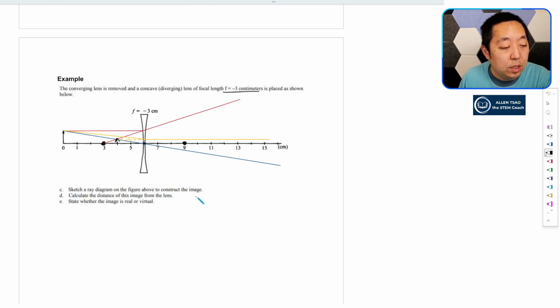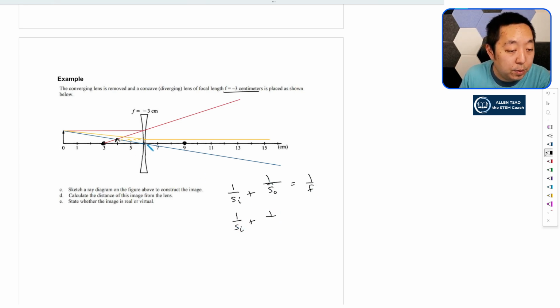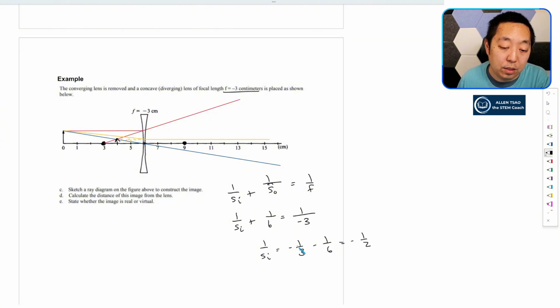Calculate the distance of this image from the lens. So 1 over SI plus 1 over SO is going to equal 1 over f. That means 1 over SI plus 1 over the object distance, which is 6 centimeters. Remember, that's always positive. The focal length, though, is negative. So you get 1 over SI is negative 1/3 minus 1/6. That's negative 2/6 minus 1/6, so negative 3/6, which is negative 1/2. So SI is negative 2 centimeters. So it's going to be right here.